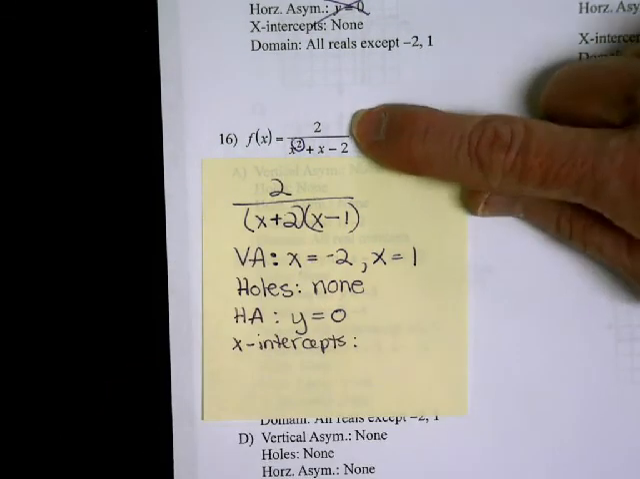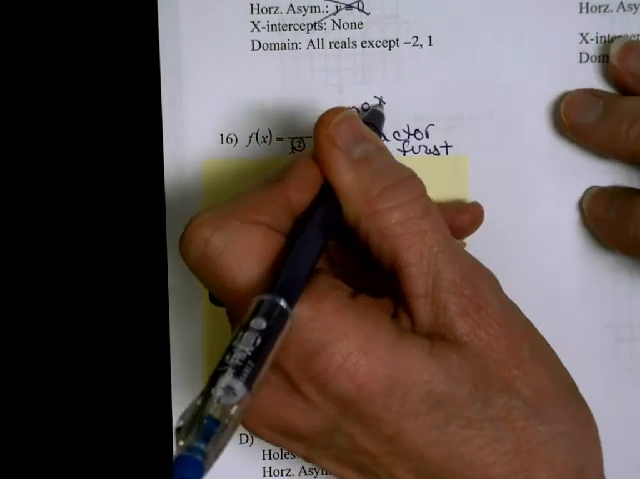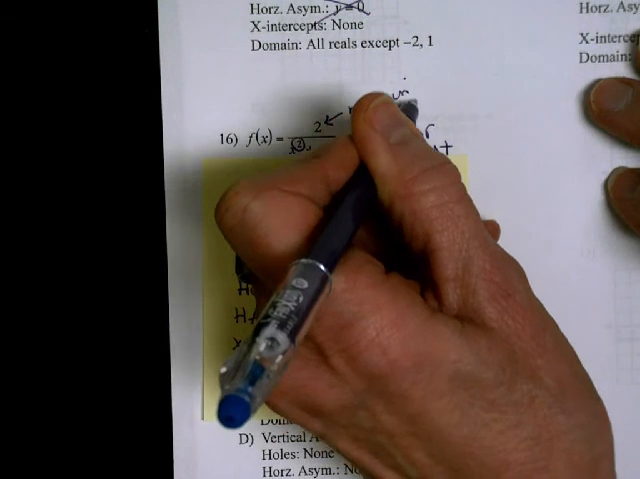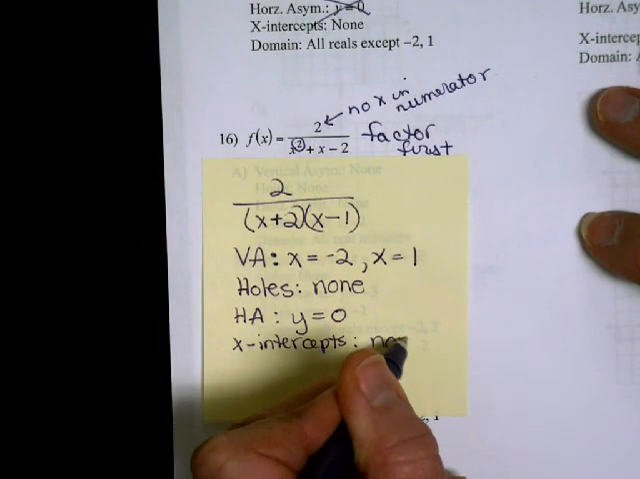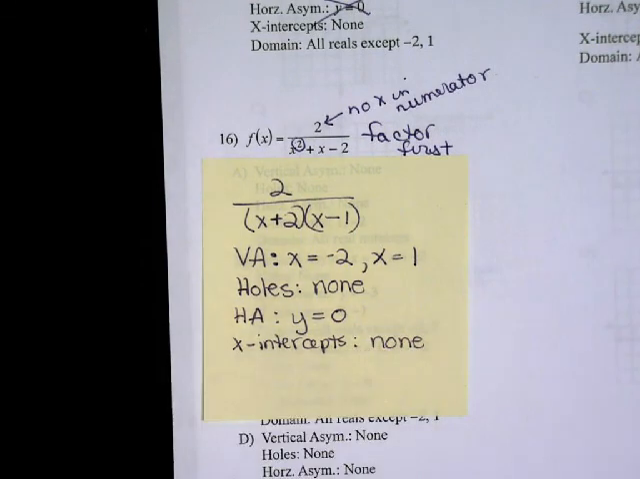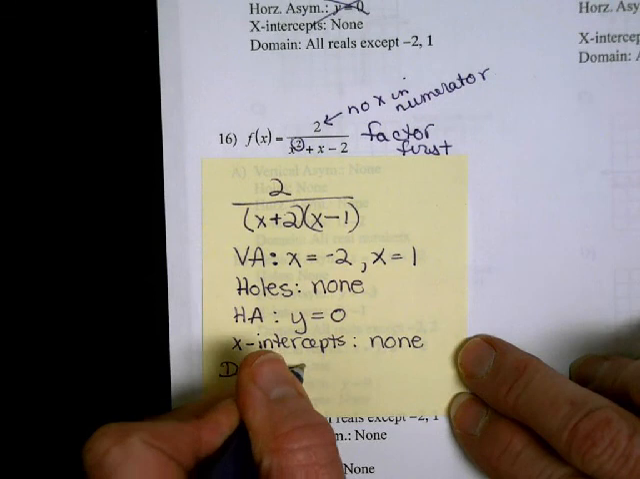X-intercepts. Okay, that comes from the numerator, and since there are no x's in the numerator, there are no x-intercepts. So if the numerator has no x, this graph will not cross the x-axis. Interesting, huh? And we can tell it from the equation. We don't need the graph.